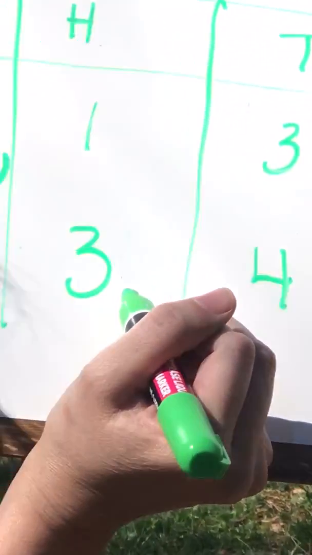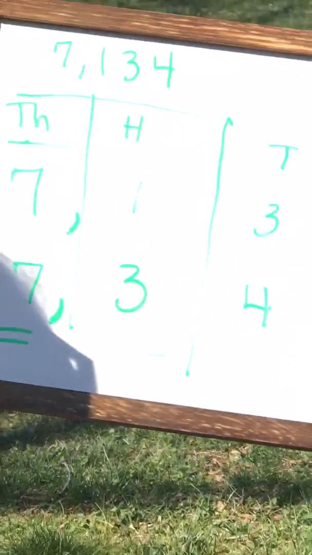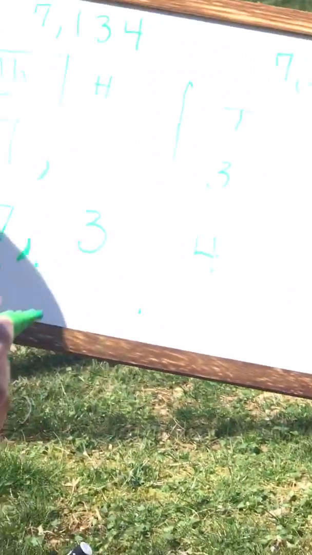Juliet, what's more? What's greater, 100 or 300? 300. For those of you who didn't know, Juliet's back there. She's my camera lady today.